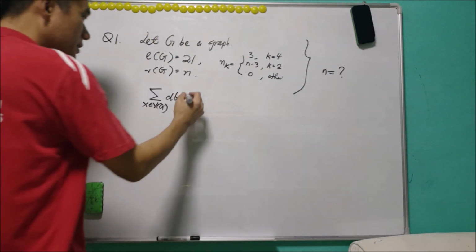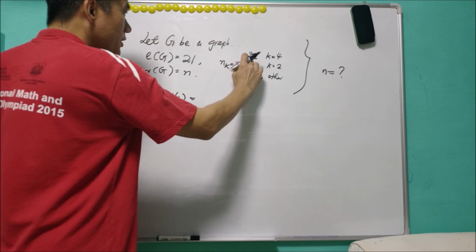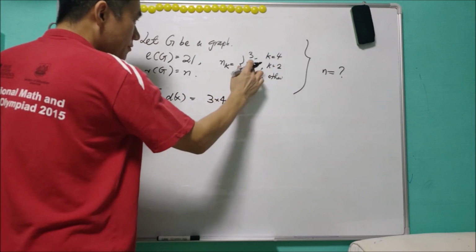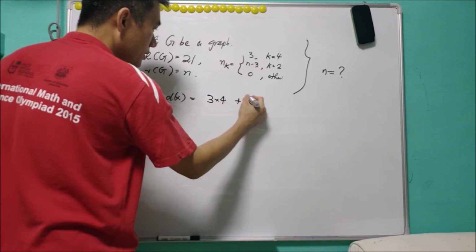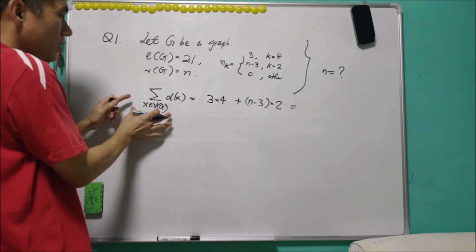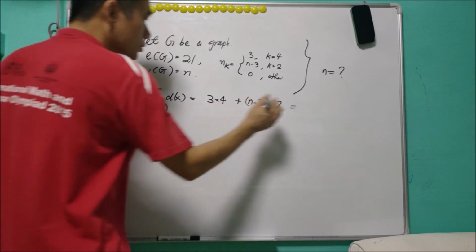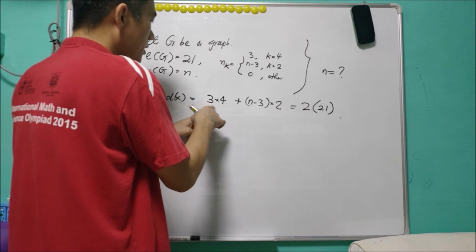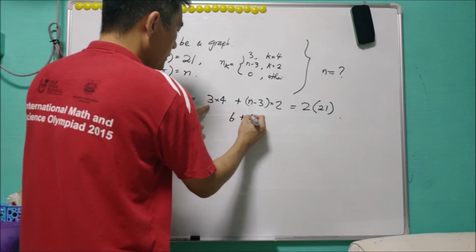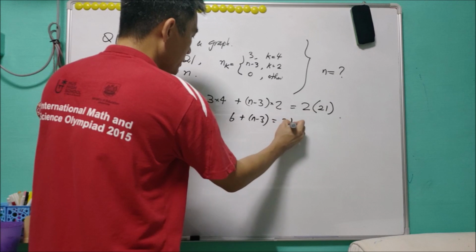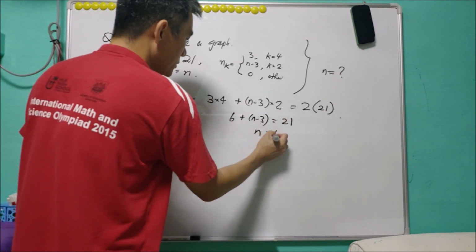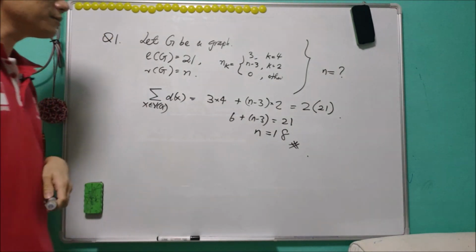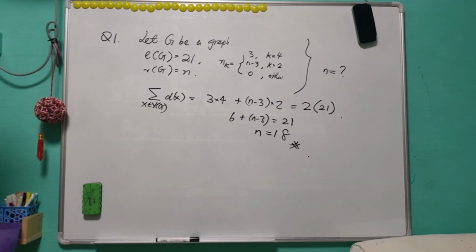The sum of the degrees is equal to, since it has 3 degree 4 vertices, 3 times 4, and from here it is (n minus 3) times 2. The summation of the degrees is actually equal to 2 times the number of edges. We can cancel each term by 2: 6 plus n minus 3 equals 21. So n will be equal to 18. So 18 is the answer for question 1. Very simple question.